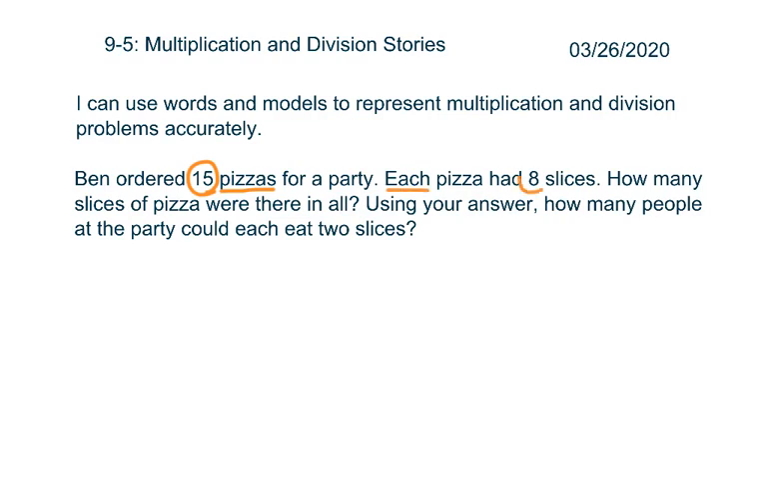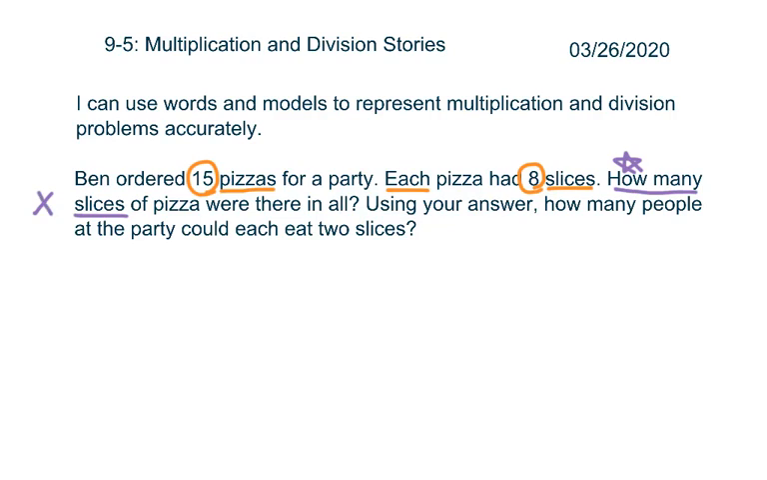Each pizza had 8 slices. So I know that each one of those 15 pizzas has 8 slices in it. The first question is asking me, how many slices of pizza were there in all? So I know the groups and I know how many are in each group, but I don't know the total. So that one should tell you you're going to be multiplying.